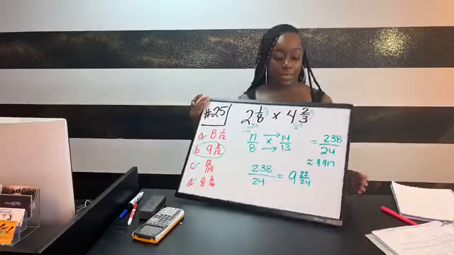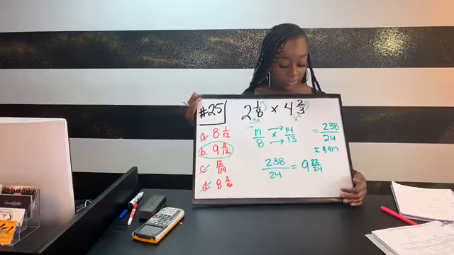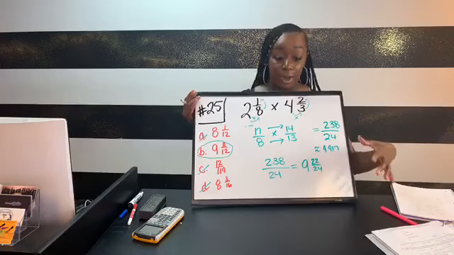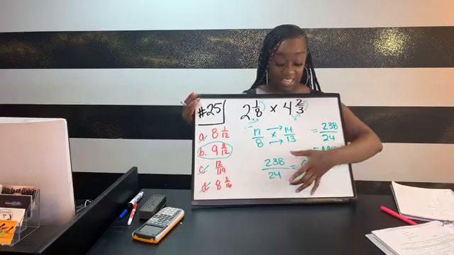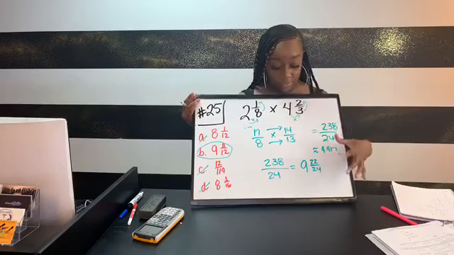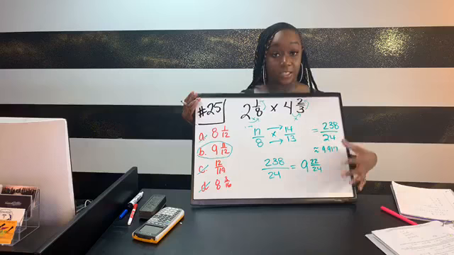So that leaves us with 9 and 22 over 24. Now remember what I told you guys, this is a sub-skill of converting improper fractions to mixed numbers. So if this is a skill that you have not mastered, this is the part of working with operations with fractions that's going to give you a problem.